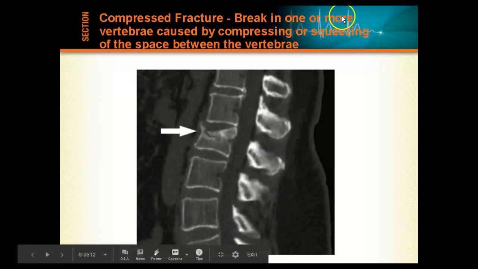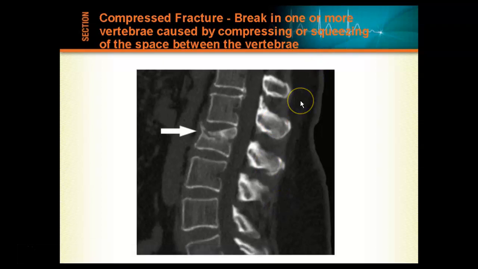Okay, the next type here is a compressed fracture. This is a break in one or more vertebrae caused by compressing or squeezing of the space between the vertebrae. This is very, very common in osteoporosis, as those bones are loose or more porous, that they end up being compressed together and breaking. So that's a compressed fracture. A lot of times this is one of the first signs of osteoporosis, which we'll get to in a few minutes. And this usually causes the hunchback, people being hunched over, from a series of compressed fractures.